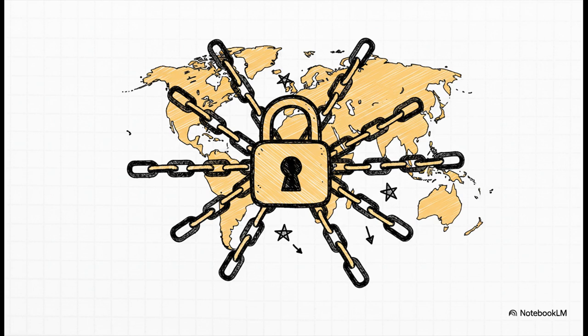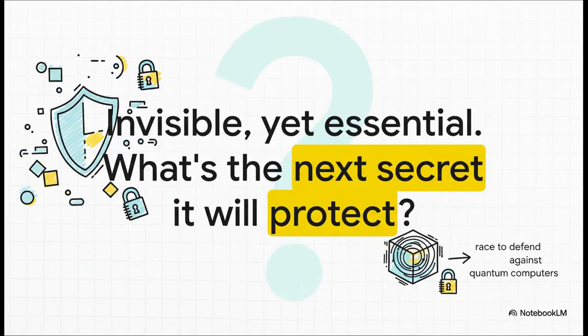Our economy, our social lives, so much of modern society, it all relies on this invisible shield being strong. It's this amazing thing, right? It's completely invisible to most of us, but it's absolutely essential to everything we do. It's always evolving, always adapting to the next threat, and it just makes you wonder, what's the next great secret that it's going to be called on to protect?